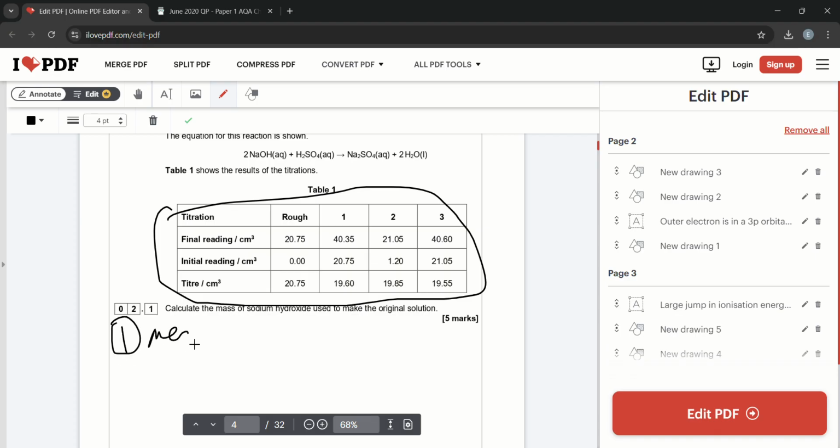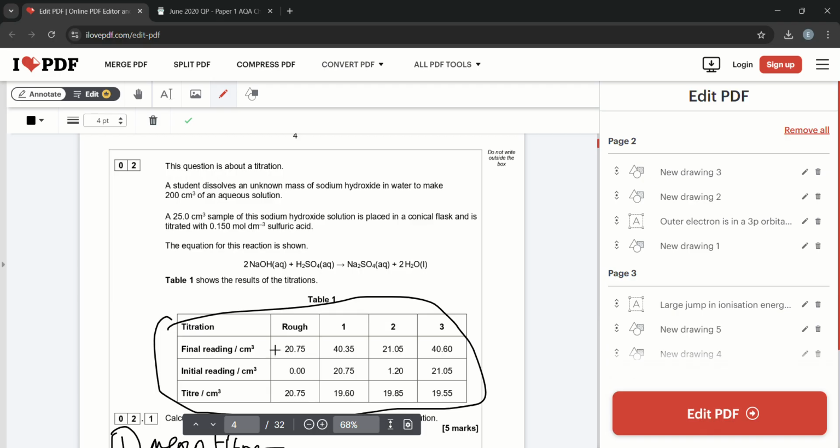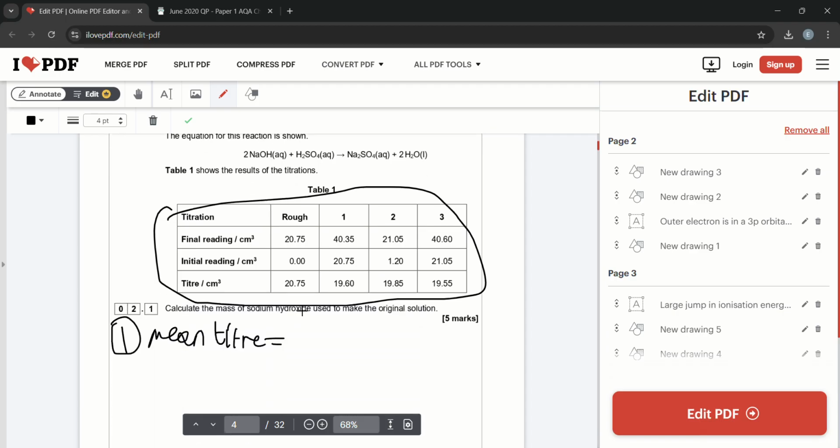We're going to calculate the mean titer. And we know this mean titer will give us the volume. We've only got sodium hydroxide and sulfuric acid, so this will give us a volume of H2SO4. So it's going to be the ones that are less than 0.1 centimeters cubed away from each other.